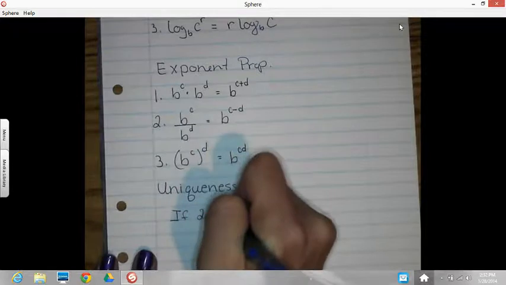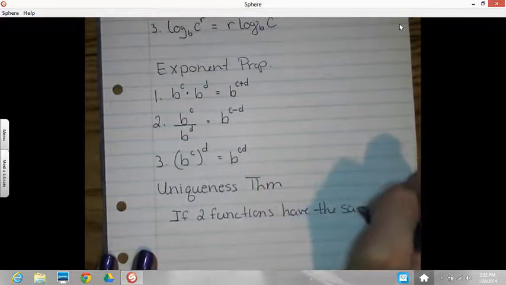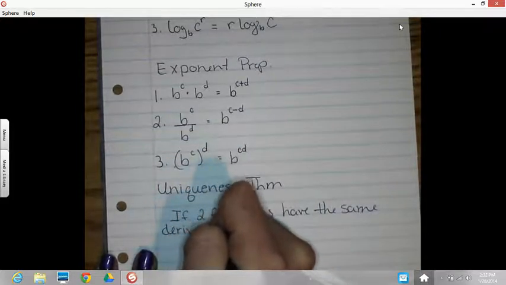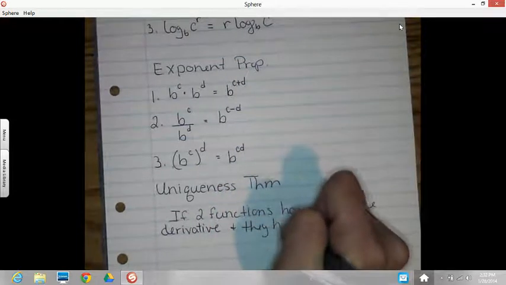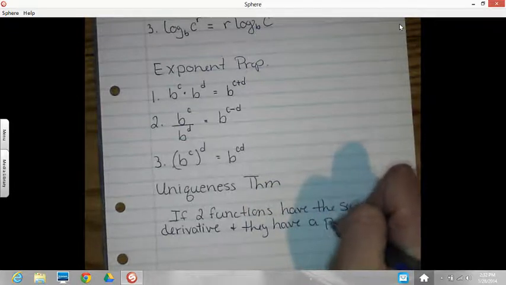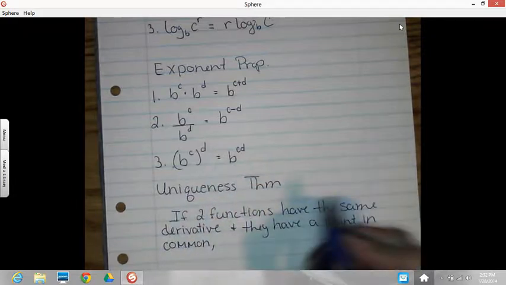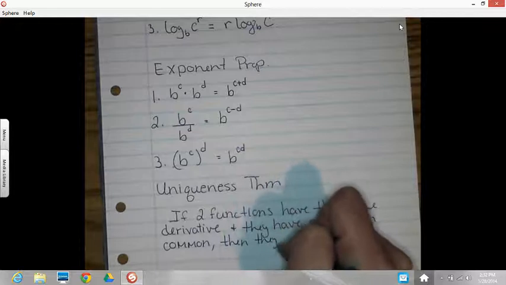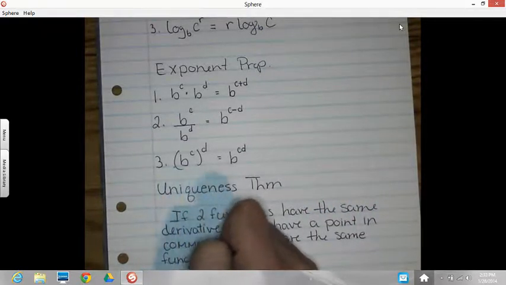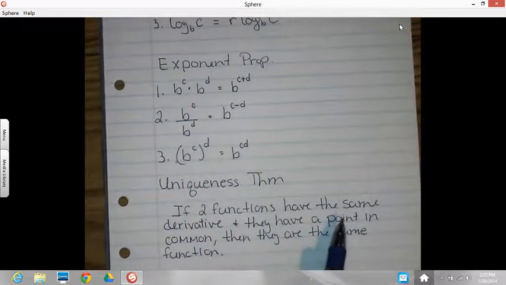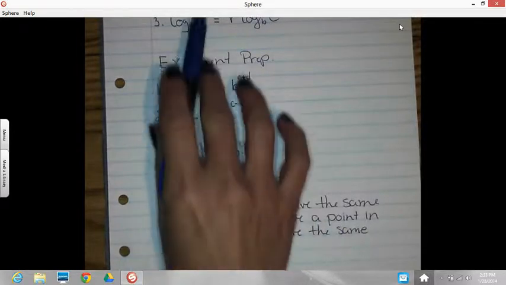The uniqueness theorem says, and it's very easy, it's 2 parts. If 2 functions have the same derivative and they have a point in common, then they are the same function. So, 2 things you have to do. Show that they have the same derivative and show that they have a point in common. Then you can say they are the same function. So, by uniqueness theorem, we're going to prove these 3 properties for the natural log function.